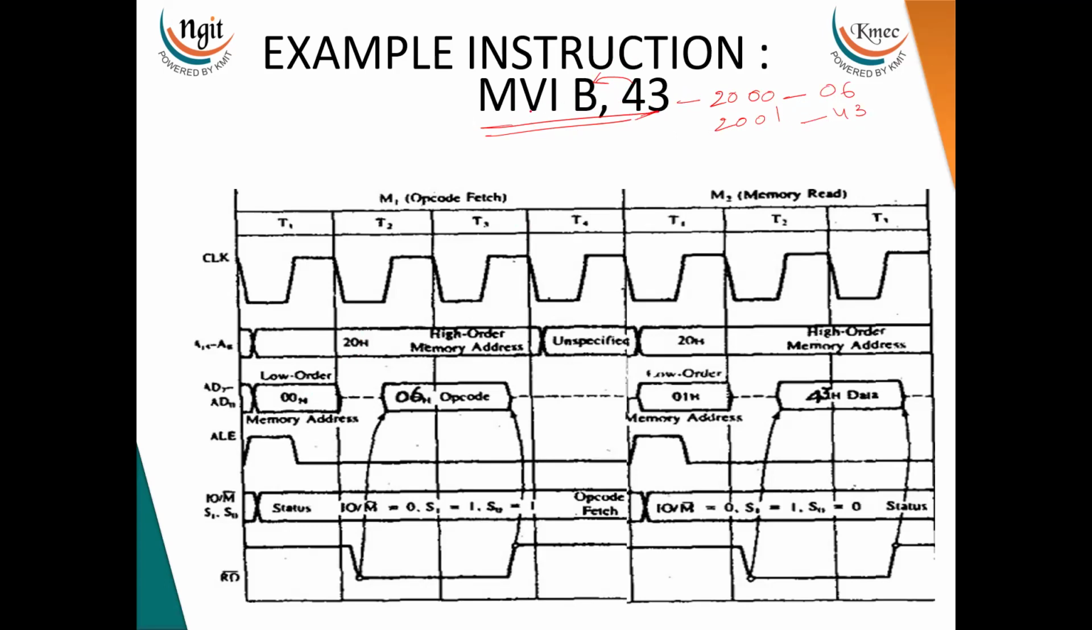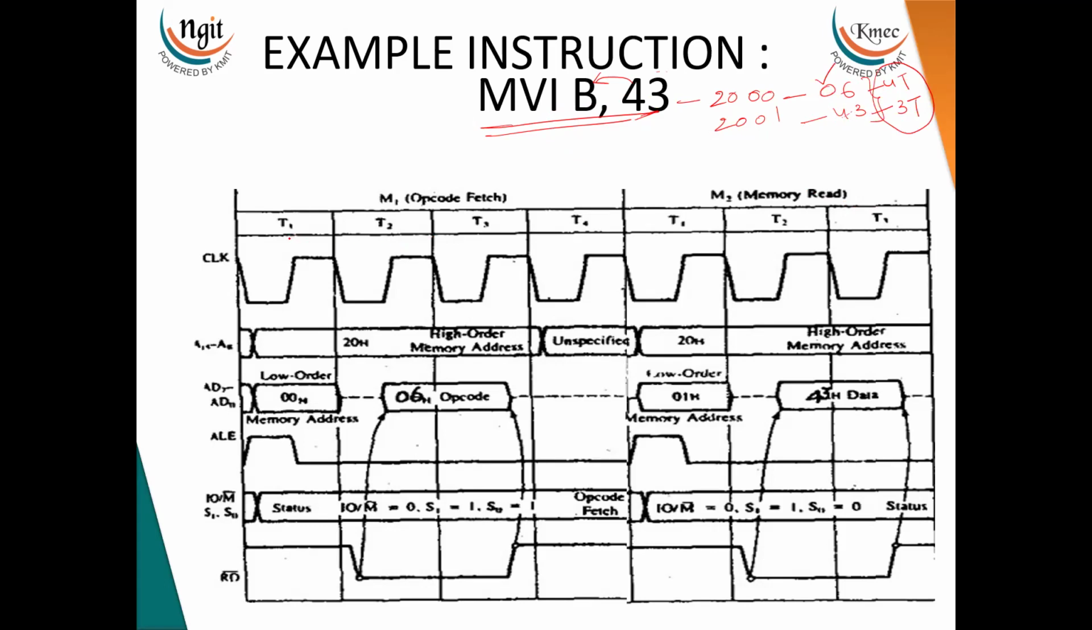Now this is a 2-byte instruction. 8-bit data is specified within the instruction, which means it is a 2-byte instruction. 06 is the opcode and 43 is the operand. To fetch the opcode needs 4 T states, and to read the operand needs 3 T states. So a total of 7 T states are needed to draw the diagram for MVI B, 43.